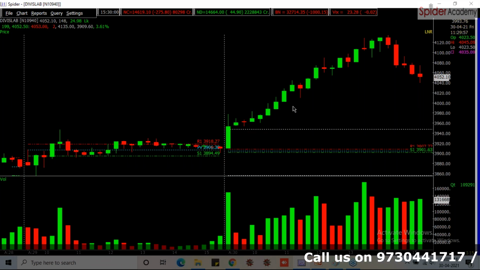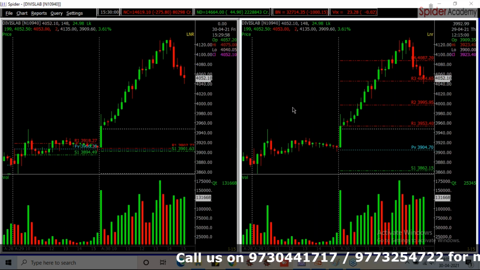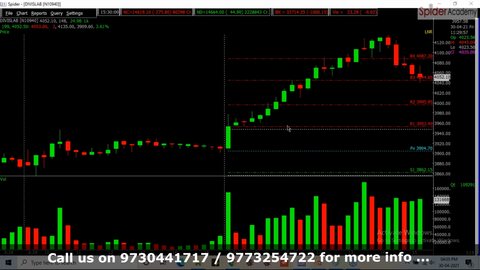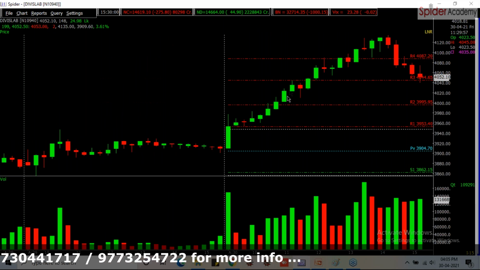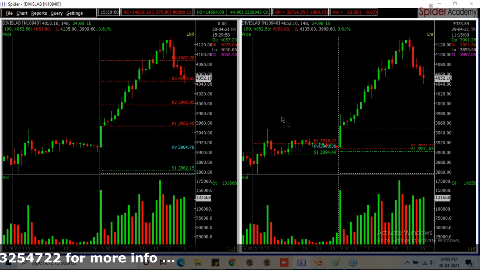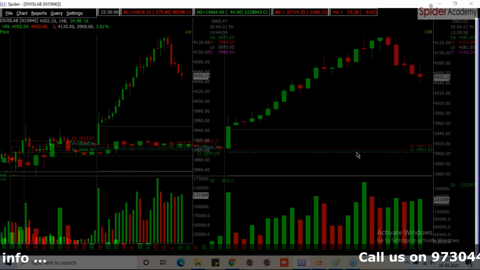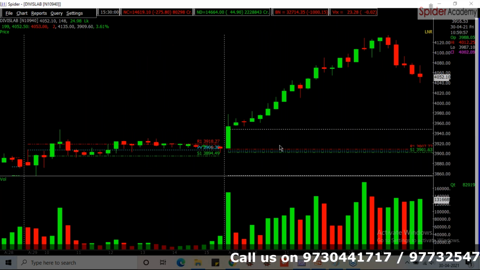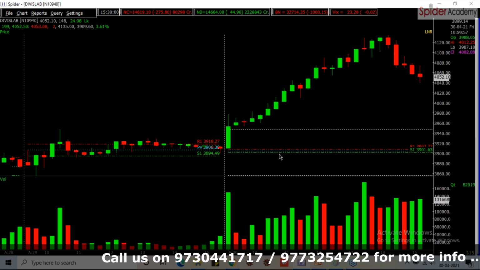How does this CPR differ from the traditional pivot? In the traditional pivot, we can see it is surrounded with resistance and support levels, whereas in CPR we have just three levels, that is the pivot, the top central level, and the bottom central level.